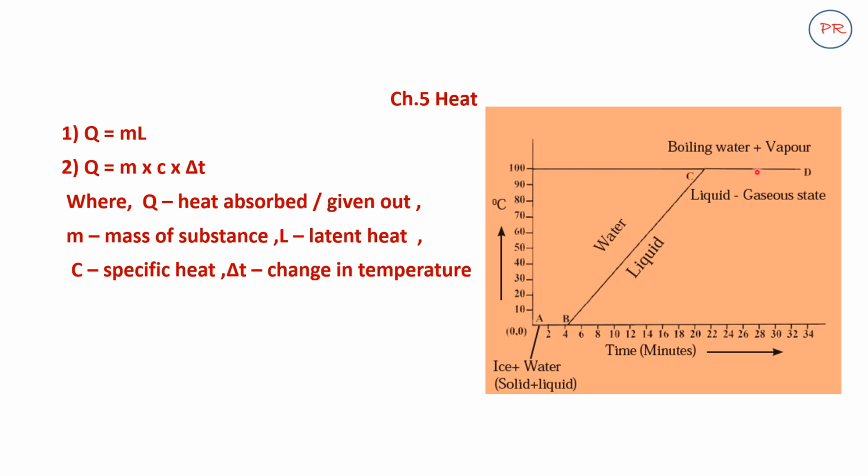So this particular heat absorbed at a constant temperature is called what? Latent heat. This will happen only when the substance changes its form, that is, either from solid to liquid or from liquid to gaseous state. In between, you will find what? For 1 degree rise in temperature, it will absorb a certain amount of heat depending upon the mass. This is called specific heat.